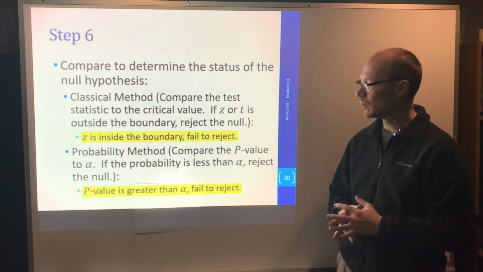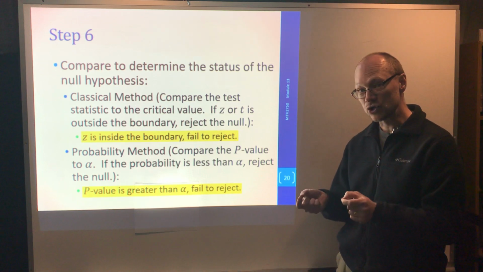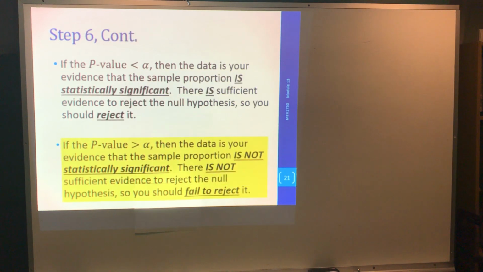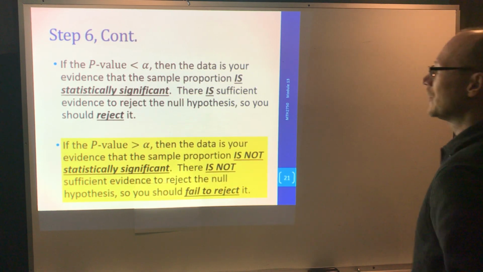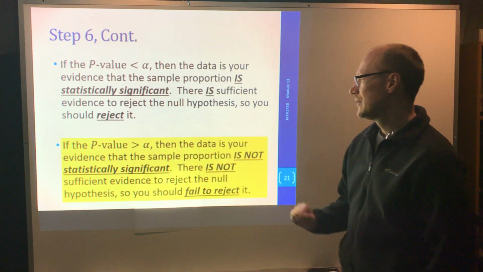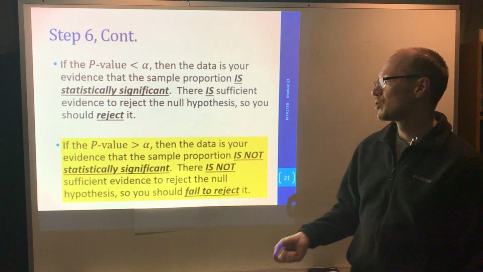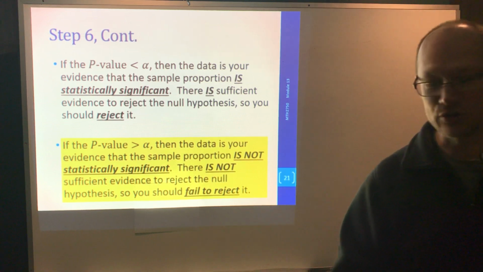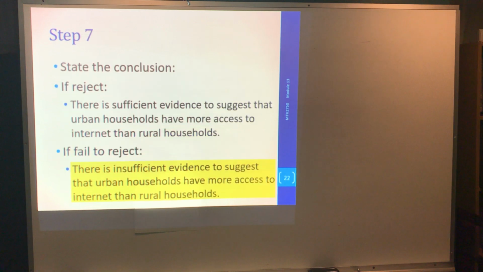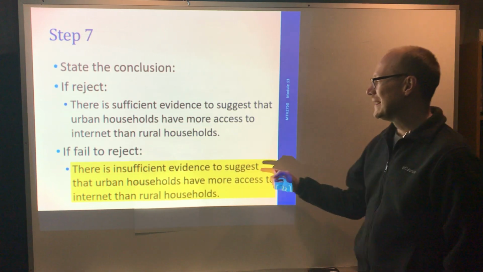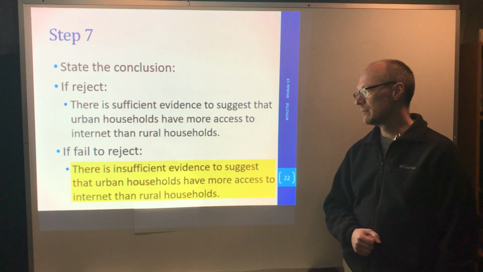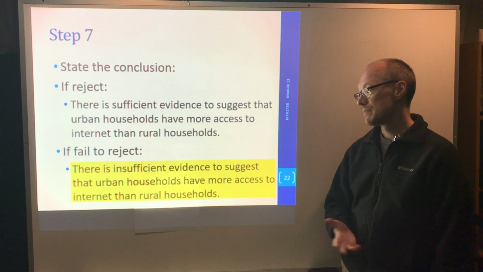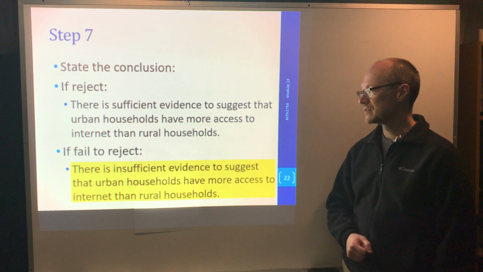I know accept is the bad word. We're going to fail to reject that, which basically means what? The p-value is greater than alpha. The data is your evidence that the sample proportion is not statistically significant. There's not sufficient evidence to reject, so you should fail to reject it. What is our really cool conclusion? There is insufficient evidence to suggest that urban households have more access to internet than rural households. That seems to be the case.